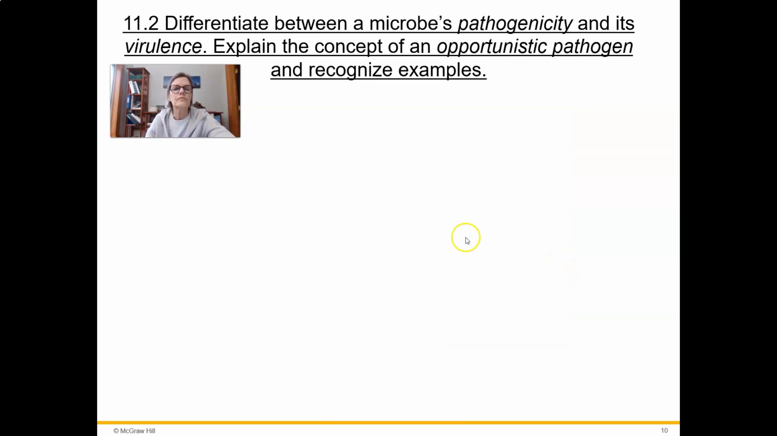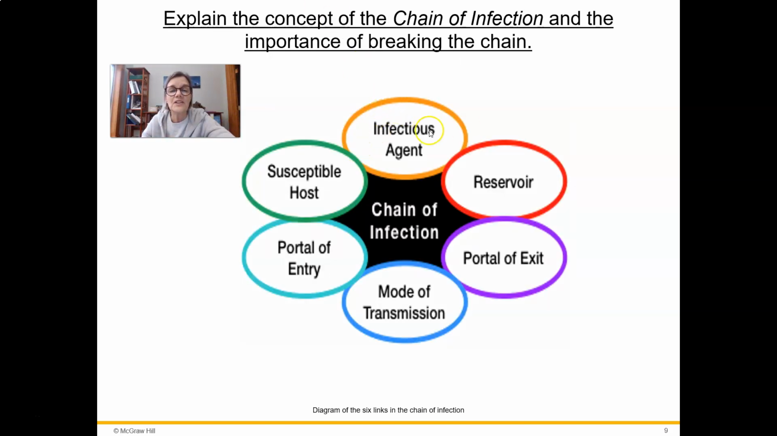So here we are in section 11.2, differentiate between a microorganism's pathogenicity and its virulence, and explain the concept of an opportunistic pathogen. Why am I doing that? Because we're going to start on this first link. We're going to talk about the infectious agent. We're going to talk about what's the organism that causes disease and how is it causing disease. So we're going to start off with this first link, our infectious agent.